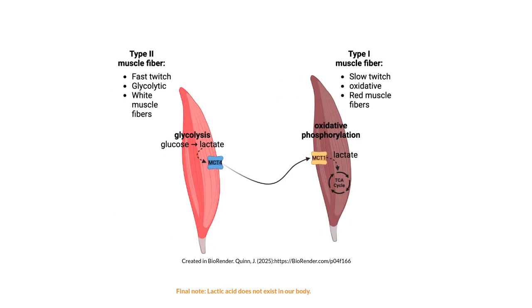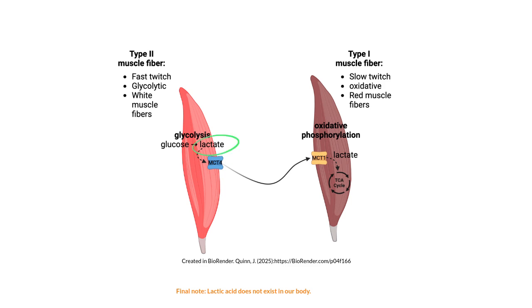Here we have two muscle types, a type 2 muscle fiber, which we also call fast twitch, glycolytic, or a white muscle fiber, and a type 1 muscle fiber, which we also term slow twitch, oxidative, or red muscle fibers. During times of intense exercise, like that 400-meter all-out sprint again, glycolysis starts in fast twitch muscles to generate a quick burst of ATP to power our movement.